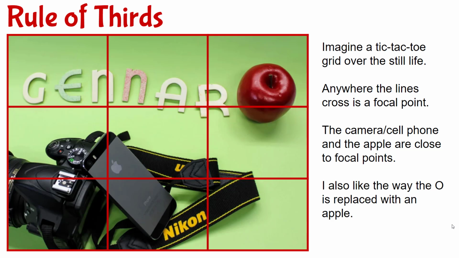So even though the apple isn't perfectly on the intersecting lines, it's close enough. And I also like the way Gennaro replaced the O in his name with the apple, which is a similar shape.